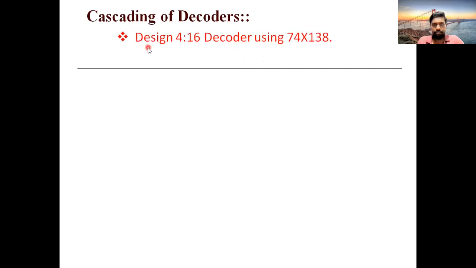The question is to design a 4 to 16 decoder using 74138. So what is the 74138? Already we discussed it previously. It is a 3 to 8 decoder. So the question is, by using a 3 to 8 decoder, design a 4 to 16. First of all, you need to know how many 3 to 8 decoders are required for designing a 4 to 16.